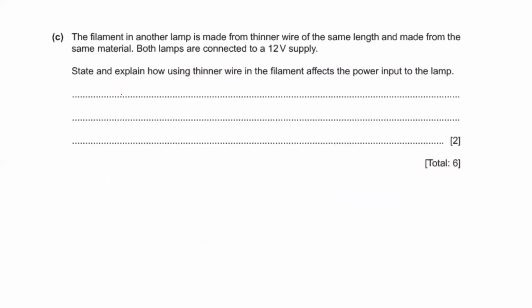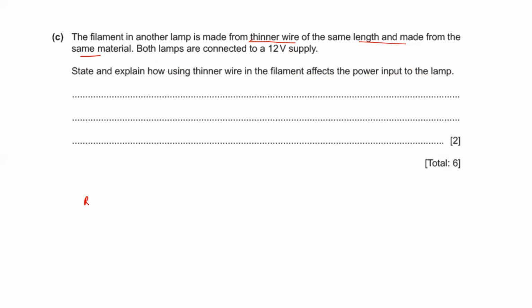Then part C, the filament of another lamp is made from a thinner wire. Remember, it's a thinner wire of the same length and made from the same material. So material is the same, length is the same. Both lamps are connected to the same 12-volt supply. State and explain how using the thinner filament affects the power input to the lamp.